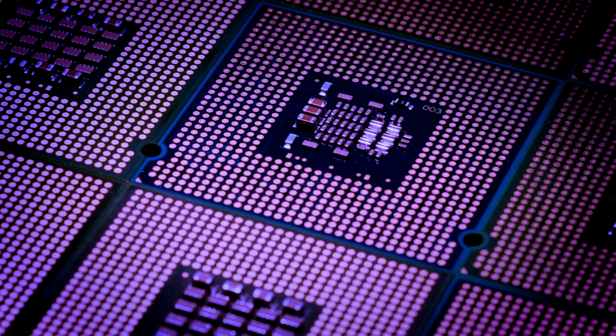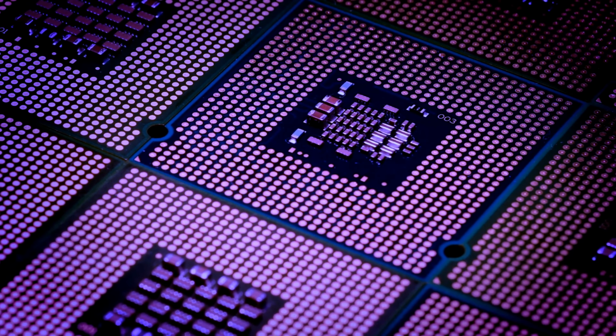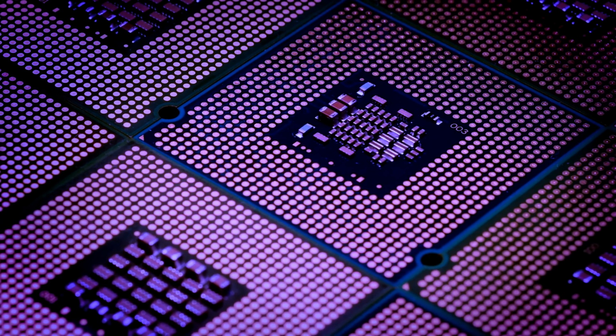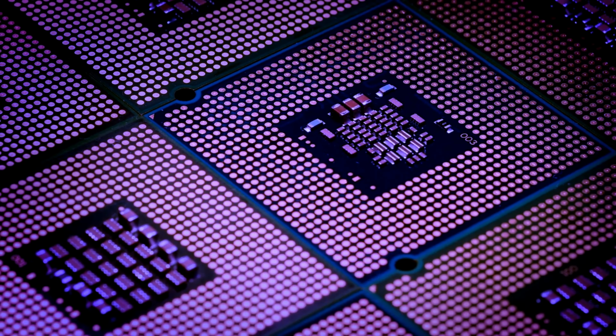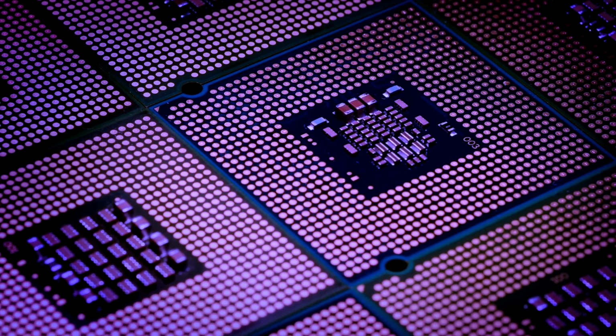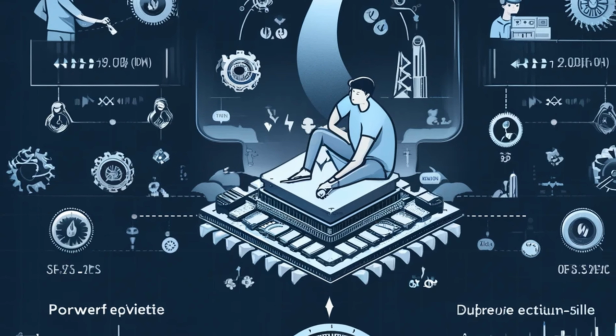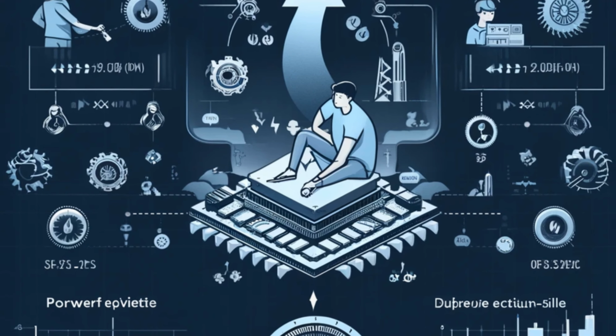The M4 chip is a masterclass in power efficiency, thanks in part to a clever technique called dynamic voltage and frequency scaling, or DVFS. This dynamic power management system allows the M4 to optimize its power consumption on the fly, adjusting its voltage and frequency based on the workload demands.